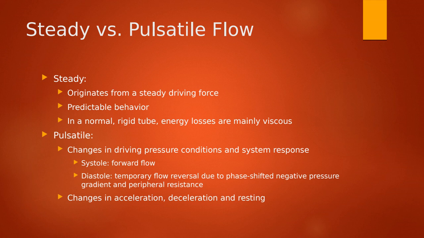Phasic can be either. So pulsatile, changes in our driving pressure conditions in our body is going to respond to those pressure changes. We see this in reference to systole and diastole. So the start of that cardiac contraction and then the waiting period at the end of that cardiac contraction. Systole is going to represent forward flow, and then diastole on our waveform is going to be this little area, this temporary area where we see a little bit of flow reversal due to negative pressure in our ventricles and an increase in peripheral resistance.